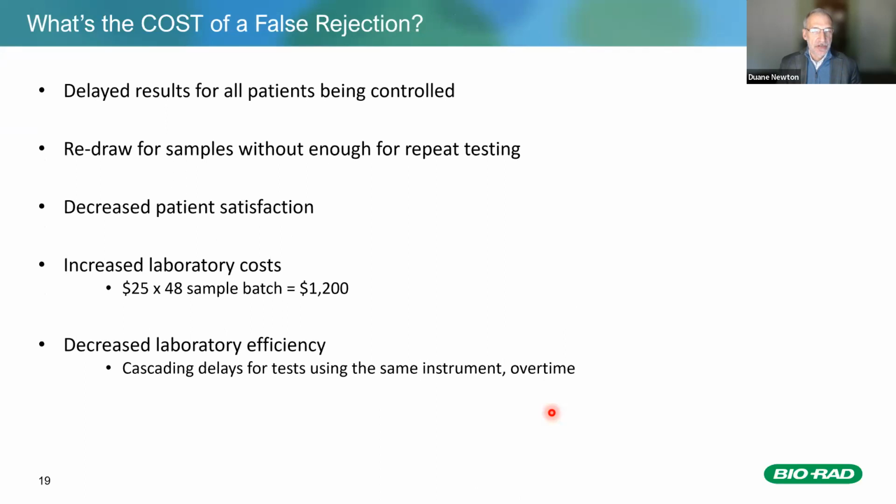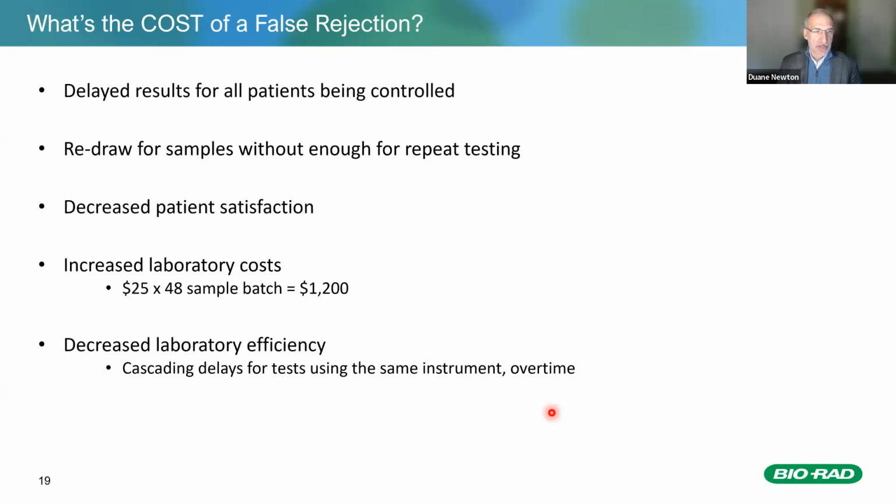Ultimately, there is a cost. There's emotional costs, there's operational costs, and there's financial costs to these types of errors. So delaying results for all patients being controlled, if you have inappropriate rejection of runs, rejecting a run because of that erroneous result, has an impact on your operational efficiency. You have to go back and redraw the patient, but that may not be easily accomplished because the patient might have to come back in. So there's decreased satisfaction from the patient because of being put through the runaround, and there's frustration both from the providers and the physicians because of that.